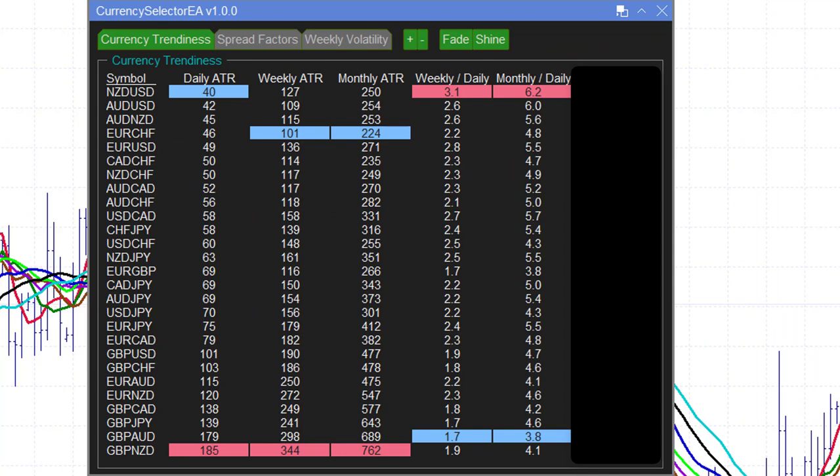Okay, so let's start with the headings as they appear in this table. Firstly, the symbols are mentioned, being all the crosses of the currencies that you specify in the settings side of the EA. Then the first calculation that happens is the daily ATR. So that is the average true range, in other words, the average range that the price moves from its high to its low during a particular day for that particular currency.